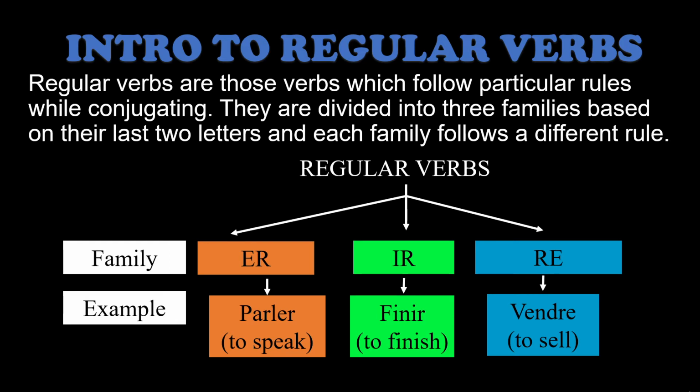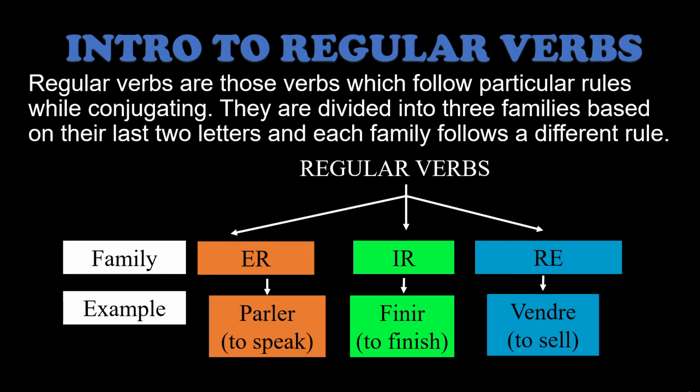As I've already told you before while introducing verbs, regular verbs are those verbs which follow rules while conjugating. So, for regular verbs, you are learning the rules and applying them while conjugating. For irregulars, you have to learn them by heart because they don't follow the rules. Now, regular verbs are divided into three families based on their last two letters.